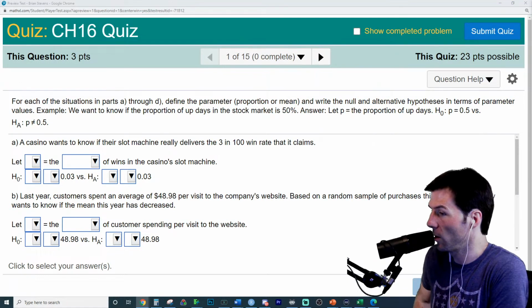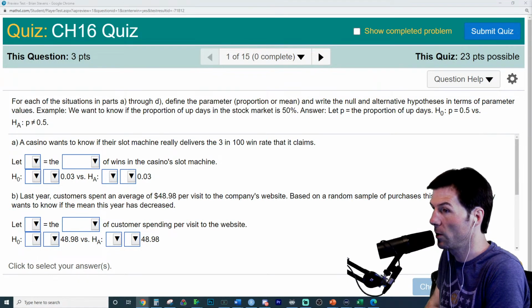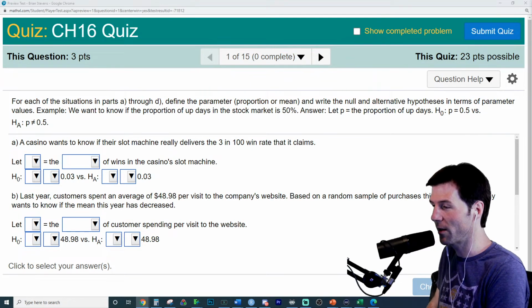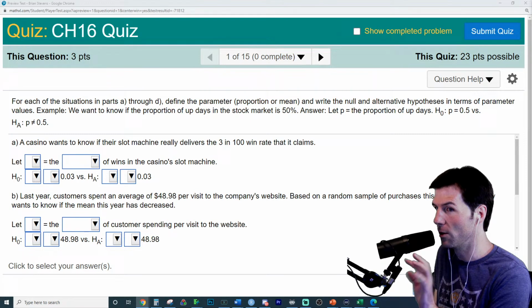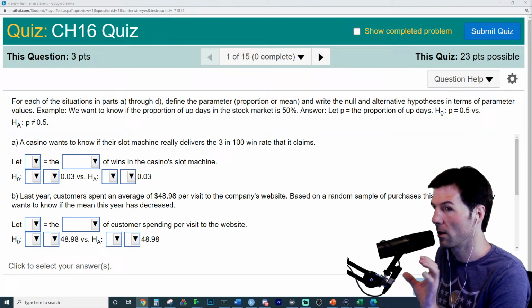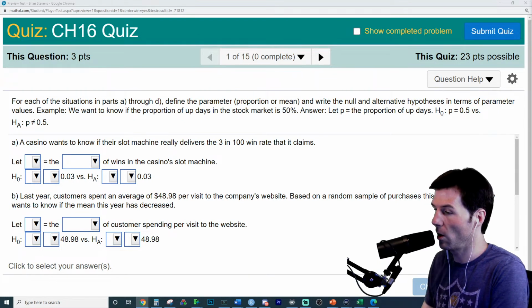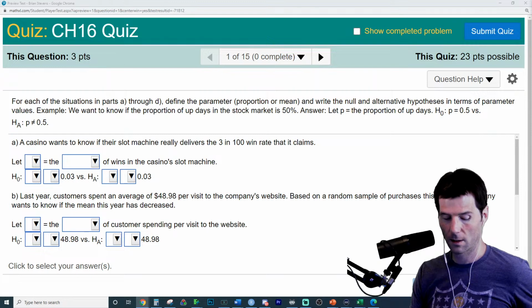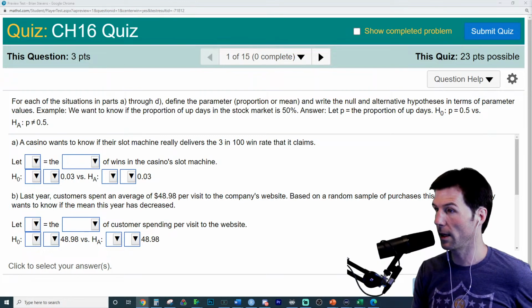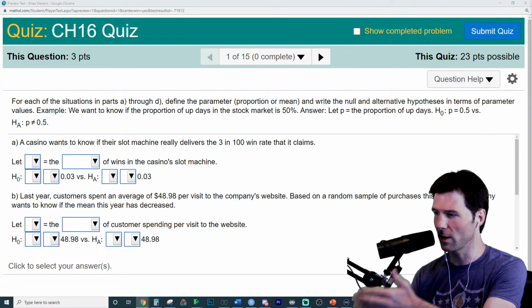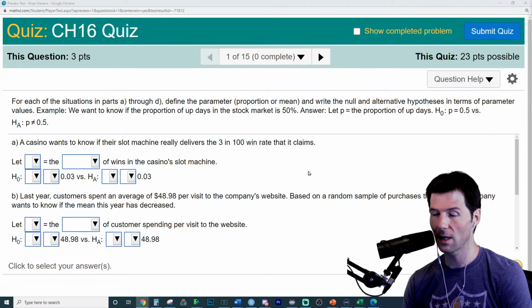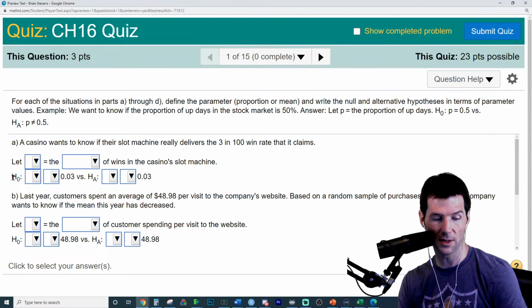Now, whenever we write nulls and alternatives, here's a really quick trick you should know. 201, 320, 474, 475, you should all know this. The null always has the what sign? What sign does the null always have? I repeat this all the time. If we're writing a null hypothesis, the null has the equal sign. Great job, Elizabeth. It also has that H0 standing for null hypothesis.